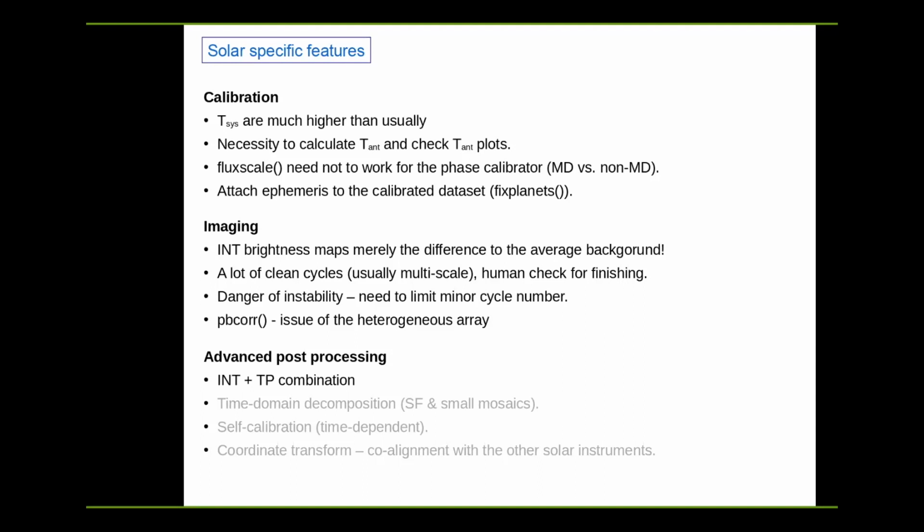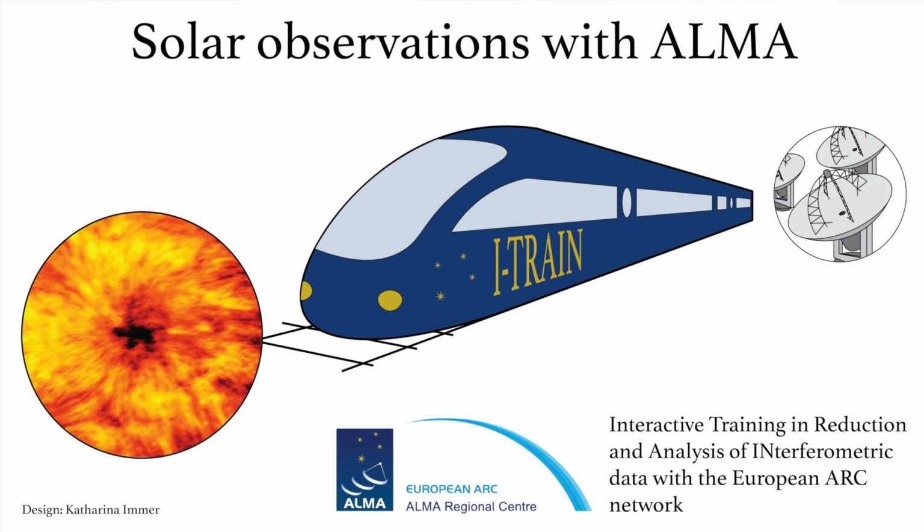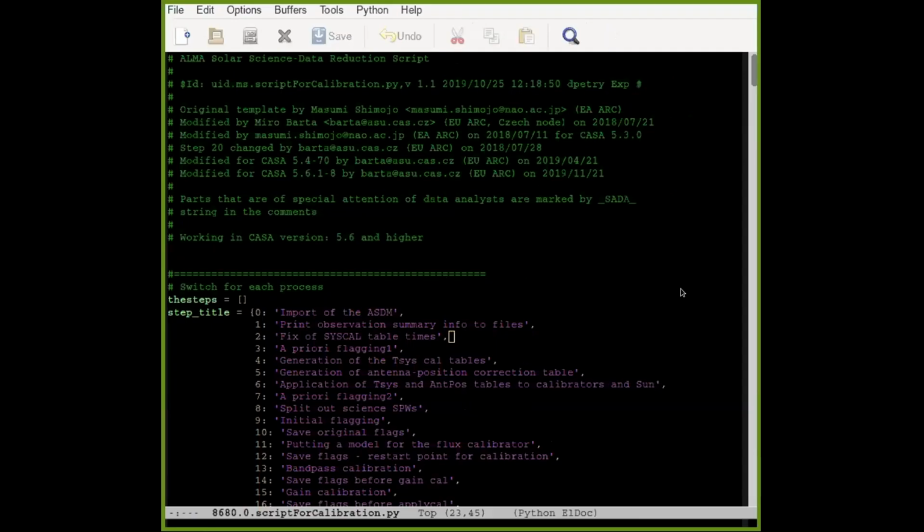And for the coordinate transform, I have shown you that it is possible to do this with a simple Python script using SunPy and AstroPy routines to transform from right ascension and declination to solar coordinates, which allows you to do co-alignment with the other solar instruments. So I will stop here, and now I will share the calibration script, and we can go step by step. You see the window with the script.